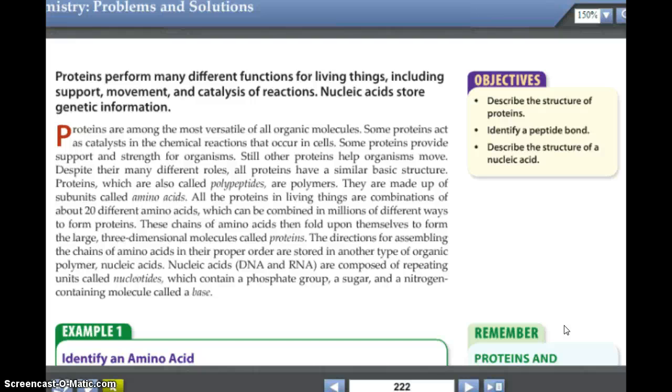Proteins, which are also called polypeptides, are polymers. They are made up of subunits or monomers called amino acids. All the proteins in living things are combinations of about 20 different amino acids, which can be combined in millions of different ways to form proteins. These chains of amino acids then fold upon themselves to form the large three-dimensional molecules called proteins. The directions for assembling the chains of amino acids in their proper order are stored in another type of organic polymer, nucleic acids. Nucleic acids, DNA and RNA, are composed of repeating units called nucleotides, which contain a phosphate group, a sugar, and a nitrogen-containing molecule called a base.